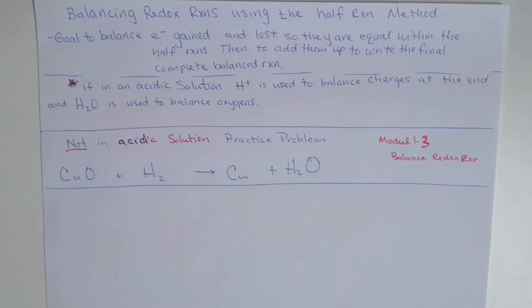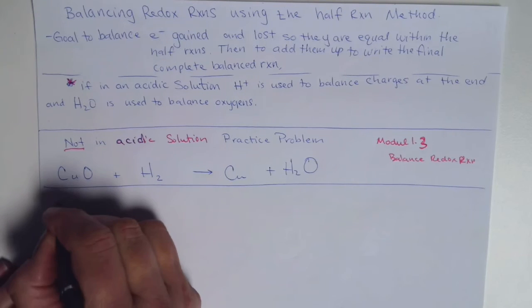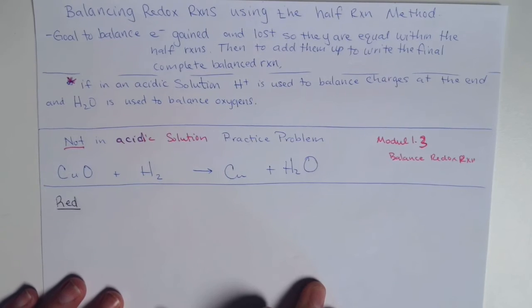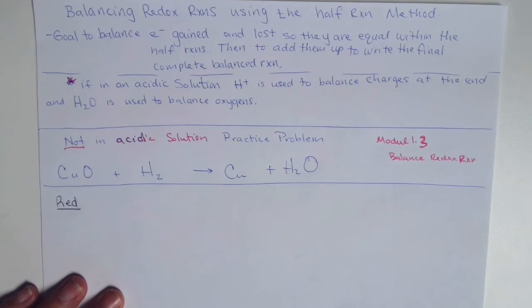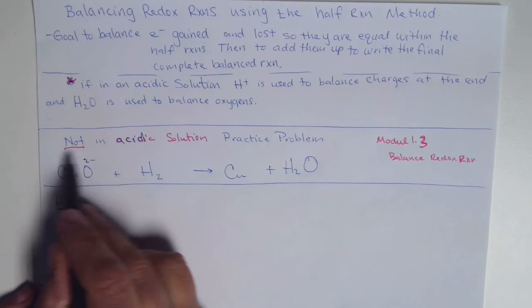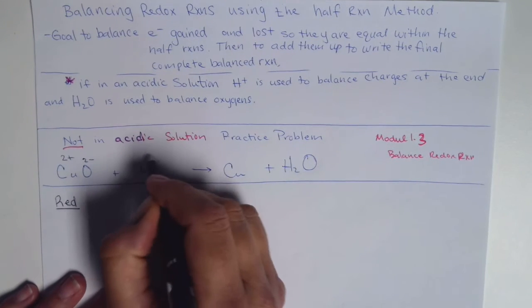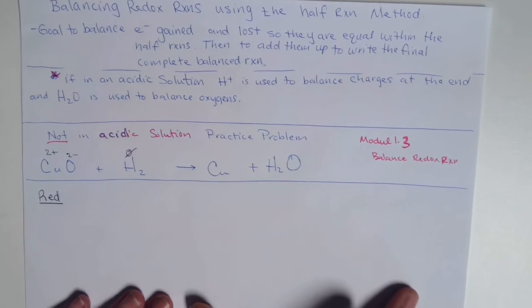Okie doke. So the very first thing that we're looking at here is writing the half reaction. So what is oxidized and what is reduced? I like to start with the reduced half reaction because I think it's easier to recognize. In order to do this, you have to assign oxidation states to every element here. So this is 2 negative because oxygen is 2 negative, and this is a neutral compound, so this must be 2 positive.